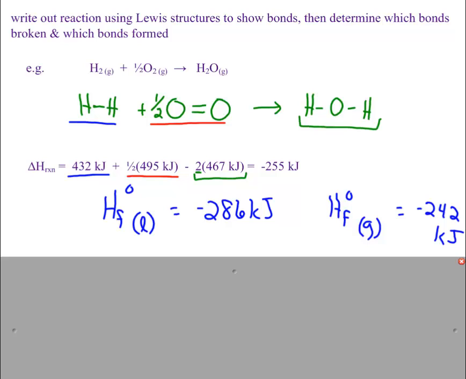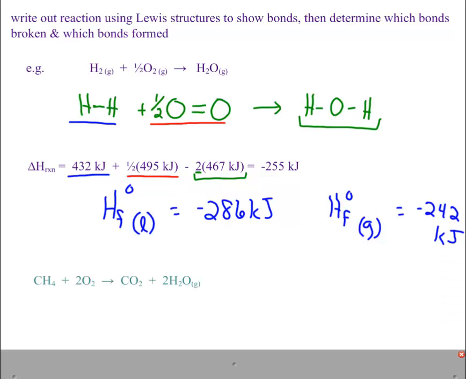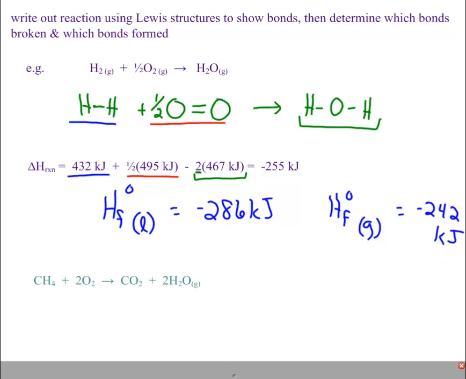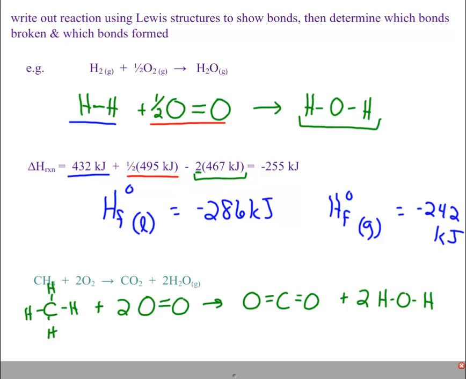So again, it is an approximation, not an exact value. If we look at this next example, again, the thing to do would be to draw out the Lewis structure. So methane is carbon attached to 4 hydrogens. I have two oxygens. Oxygens are double bonded. I'm going to form carbon dioxide. Oxygen is double bonded to carbon, and I have two waters. So there is my reaction.